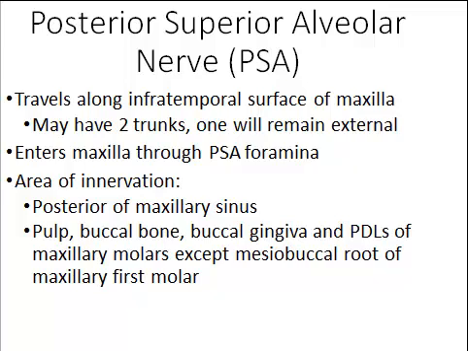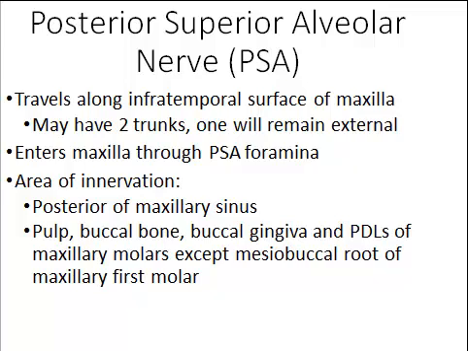So PSA travels along the infratemporal surface of the maxilla. It may have two trunks. One will remain external. It will enter the maxilla through the PSA foramina. So it's entering the bone. That means it's innervating the pulps of those teeth. So that's going to get a good pulpal anesthesia of the teeth. So it's entering the foramen, which means it gets the teeth. If it exits a foramen, it usually means it's soft tissue.